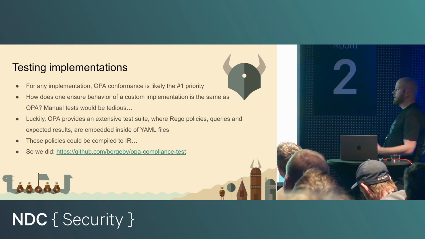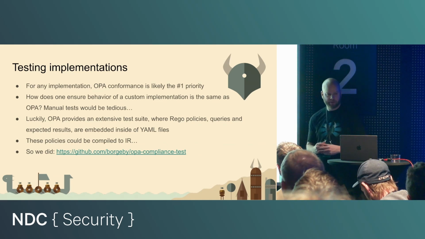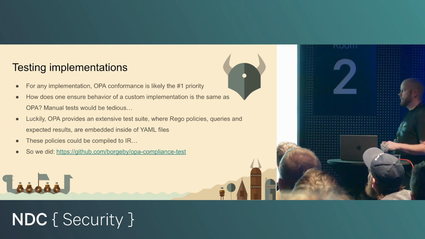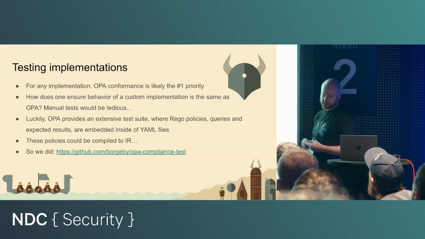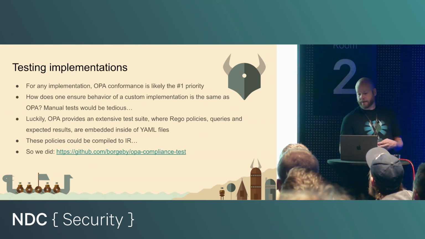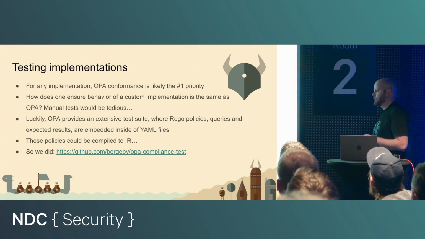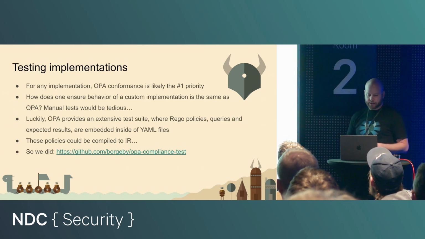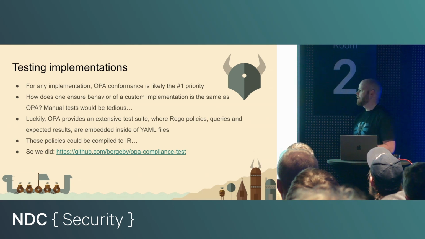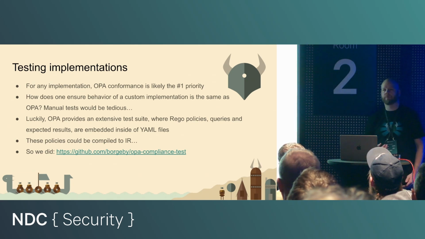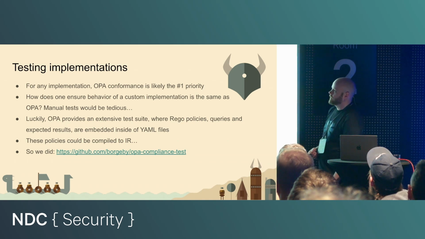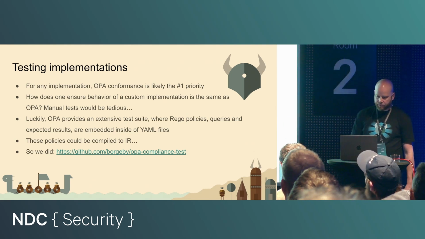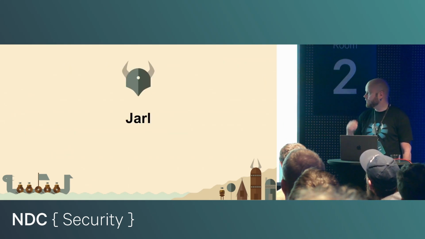So what you want to do in order to test your implementation is, is there a test suite or something? And yes, there is. OPA comes with its own test suite, which is luckily provided as a whole bunch of YAML files where Rego is embedded. And that Rego we can extract and build into IR. That way we can run the same tests that we run in OPA in our own custom implementation. And if you're interested in building one, we have a repo for compliance.